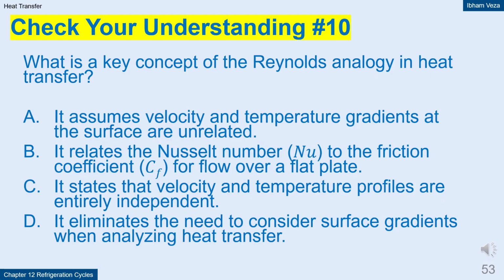Answer B. It relates the Nusselt number, Nu, to the friction coefficient, Cf, for flow over a flat plate. Explanation of incorrect answers. A. Incorrect. The Reynolds analogy links velocity and temperature gradients at the surface, making them related. C. Incorrect. Velocity and temperature profiles are often linked and can be identical when dimensionless. D. Incorrect. Surface gradients are critical in analyzing heat transfer and cannot be ignored in the Reynolds analogy.